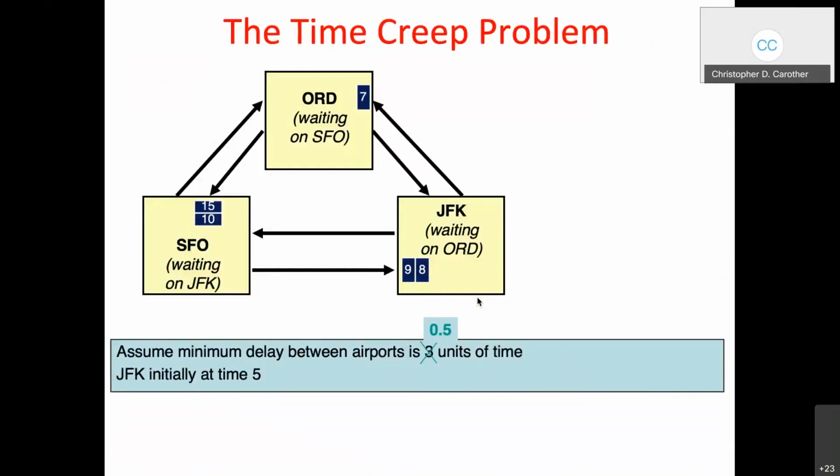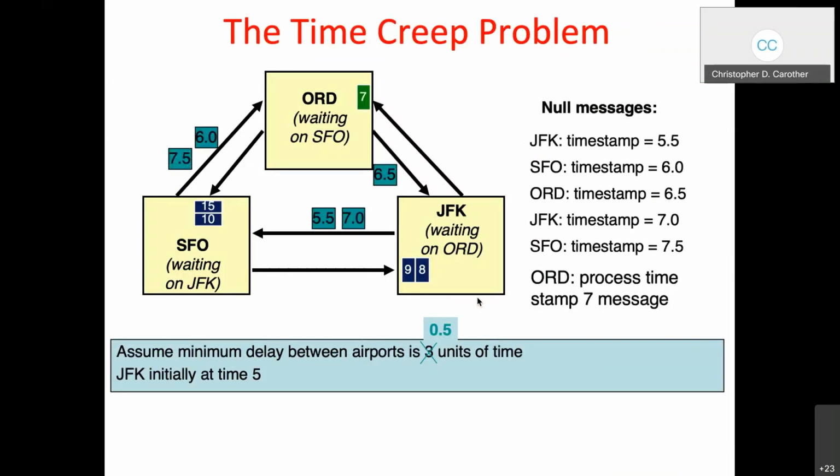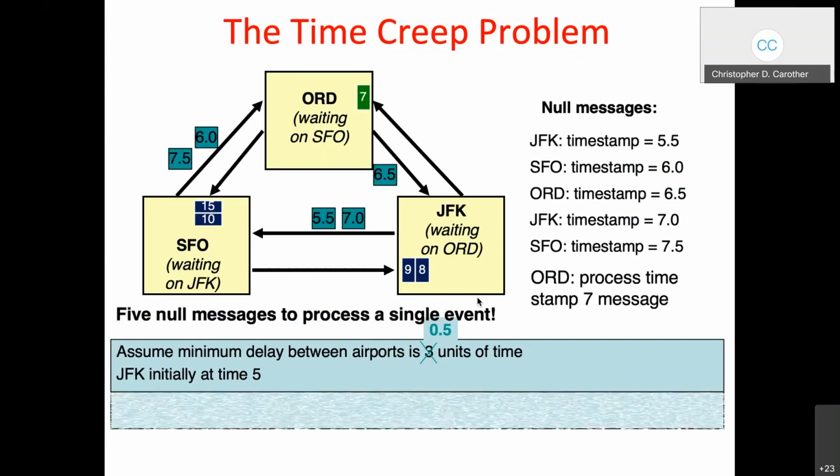There's another problem called time creep, and this is, again, using the airport as an example, where if your minimum delay, say the minimum delay between airports in your model, is very small relative to the average timestamp increment that you're seeing, you can have to send a lot of these null messages going through the system. We'll scroll through this quickly, but essentially you see that we had to send something like 5 null messages in this example to process just a single event.